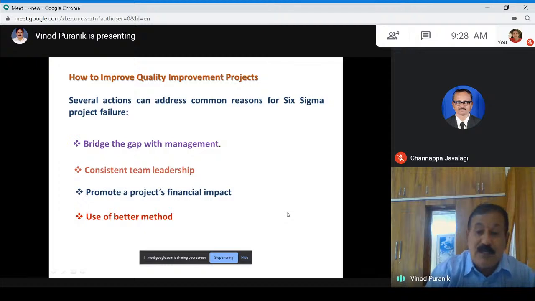So as per the situation, we have to change the methodology. Sometimes a combination of methodologies is also required actually. So that is very important. So those important decisions will help us to make Six Sigma projects successful actually.